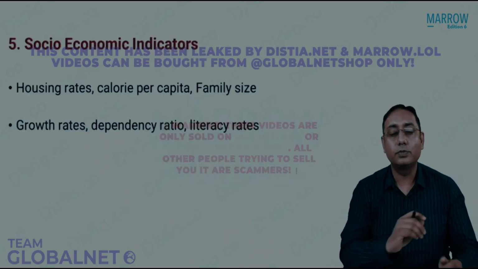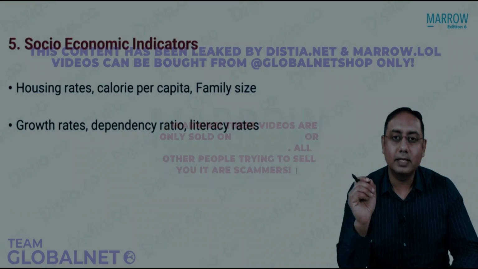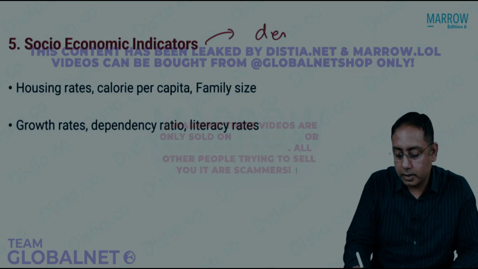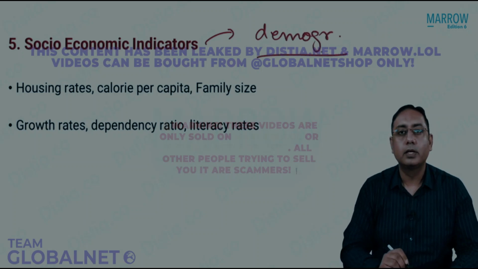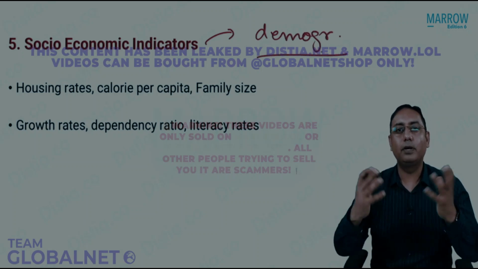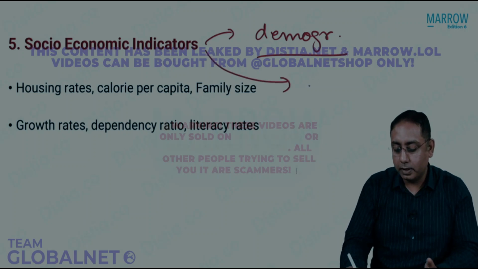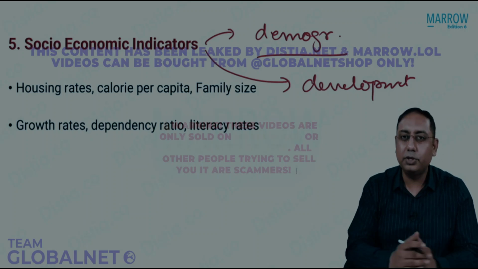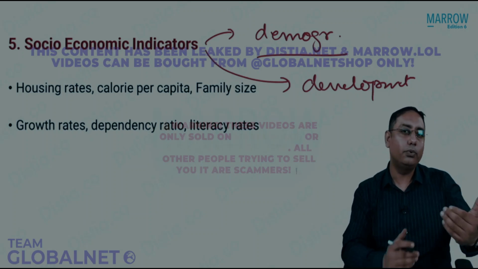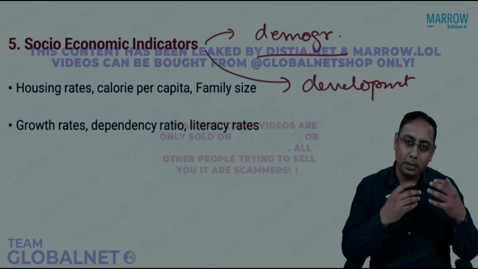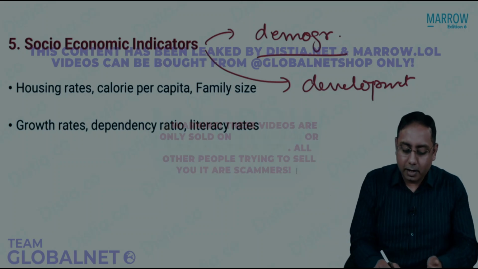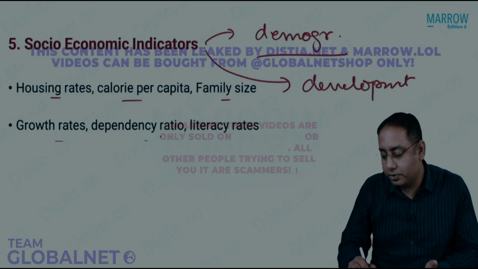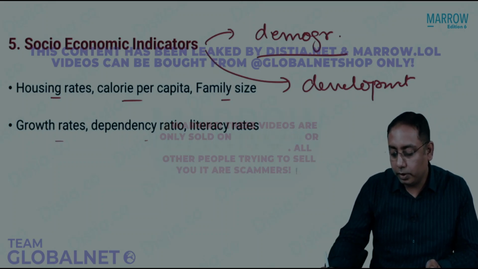Next level of indicators would be the socio-economic indicators, that is number 5. Socio-economic indicators are also referred to as the demographic indicators. They tell you about the development of the area. You can have different socio-economic indicators, like how many people are rural, how many are urban, how many are poor, how many are rich, housing rates, calorie per capita, family size, growth rate, dependency rate, literacy rate. All these are socio-economic indicators.